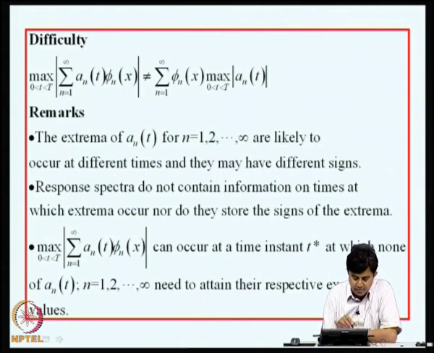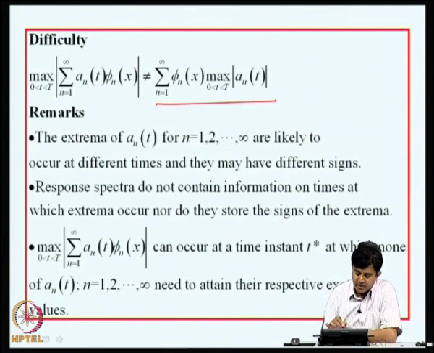So, clearly the maximum value of this sum is not equal to the sum of maximum values. You cannot take the maximum value inside this and write this in this form, simply because the extremes of a n of t for n equal to 1 to infinity are likely to occur at different times, and they may have different signs. One of them could be positive, another could be negative. The response spectra do not contain information on times at which extremes occur, and nor do they store the sign of the extreme. So, that information is lost in the definition of the response spectrum.